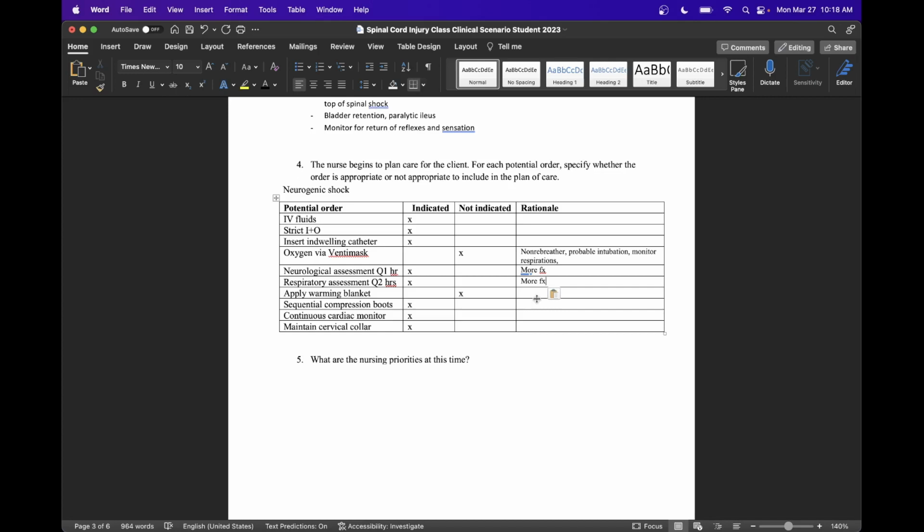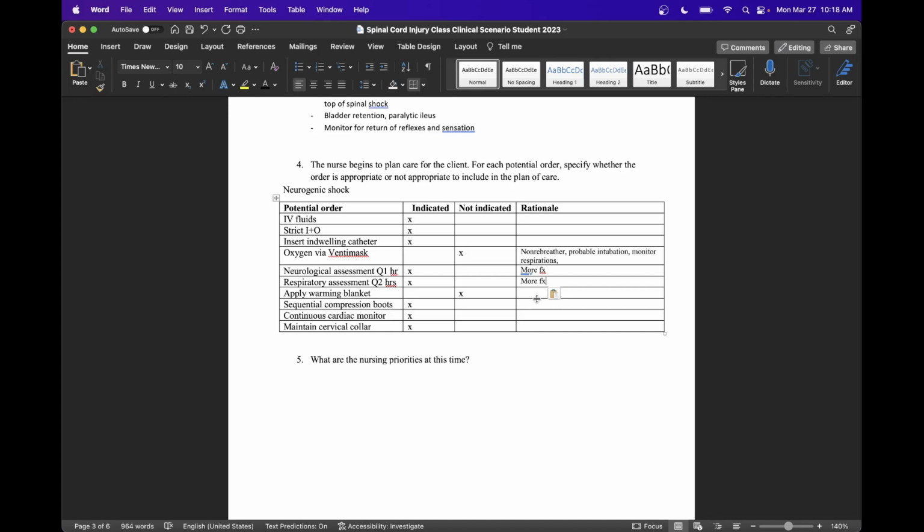So providers should not be putting an order every 2 hours for a respiratory assessment on someone who has a cervical thoracic injury, right? Isn't he a T1 injury on his CAT scan? That's not reasonable.